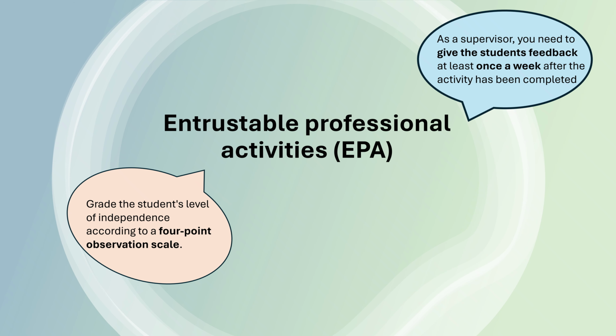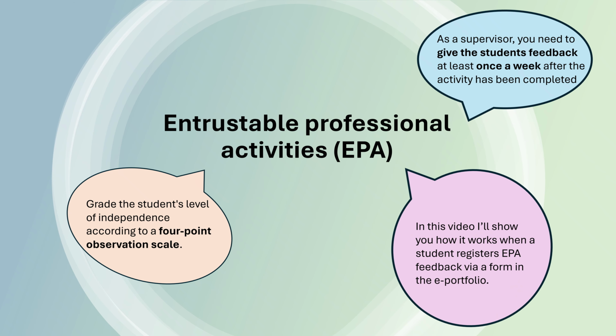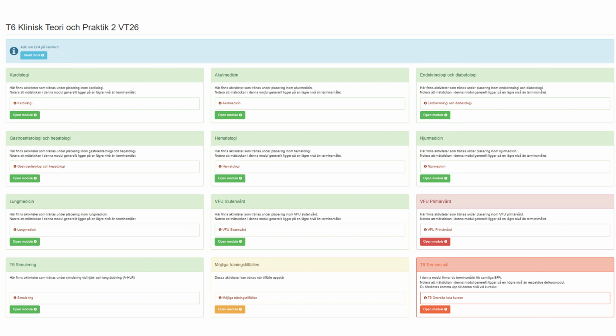The students are responsible for recording the feedback they receive from you in their e-portfolio. The feedback that the student records in their e-portfolio should be done under your supervision, so that you can check that everything is recorded correctly. In this video, I'll show you how it works when a student registers EPA feedback via a form in the e-portfolio. This is what the home page looks like when a student has logged in to their e-portfolio.